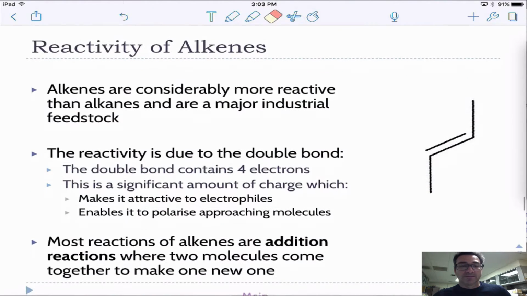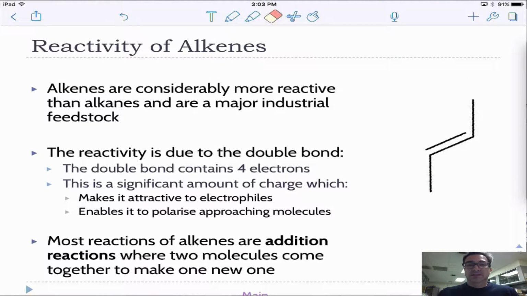across the double bond. Now, alkenes tend to be more reactive than alkanes, and part of that reactivity stems from the fact that you have this double bond. The double bond contains 4 electrons. Those extra electrons have a greater repulsion. There's this buildup of negative charge.